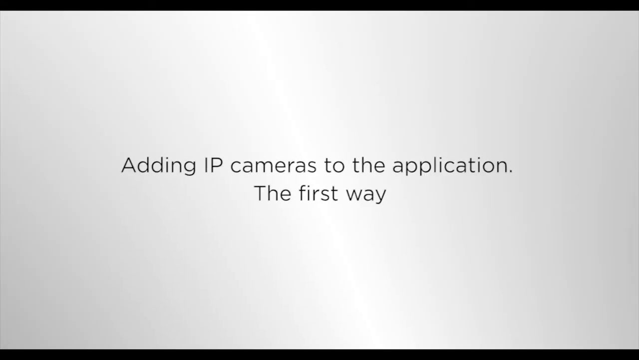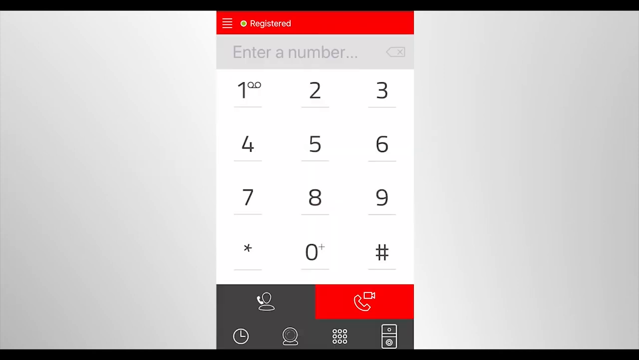Adding IP cameras to the application, the first way. IP cameras can be added to the application in two ways. The first is to enter all camera data manually. The second, by connecting it using the ONVIF protocol. First, let's consider the first method.